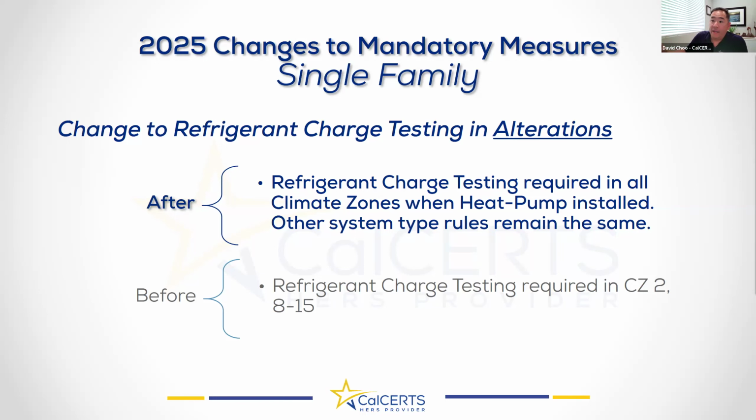Now, I think here in 3C REN territory, this might be a new thing. I imagine a large part of 3C REN territory doesn't have a lot of refrigerant charge testing. I'm not certain, but I think that's how it is here. However, for the other system types, like standard condenser coil setups that aren't heat pumps, everything's the same as it was before. Nothing changes. It's still climate zones 2, 8 through 15. So I don't know if that's going to matter much to 3C REN territory.